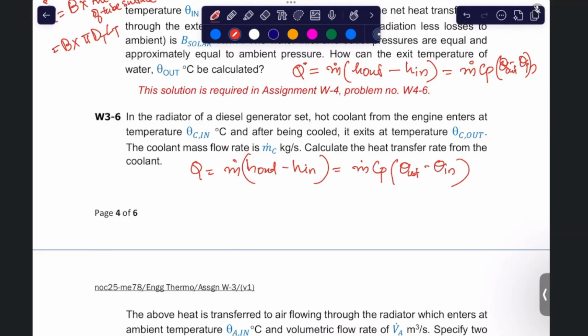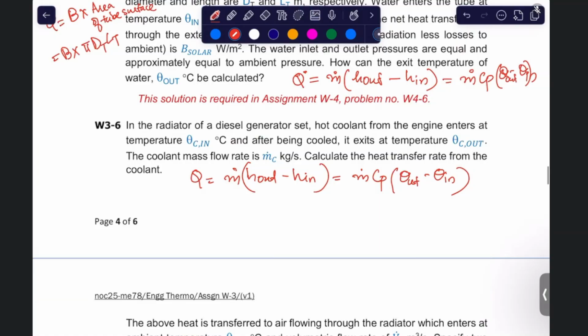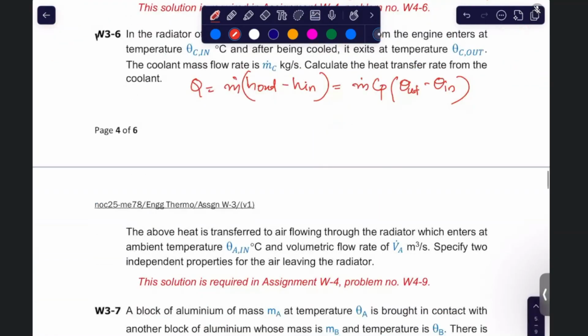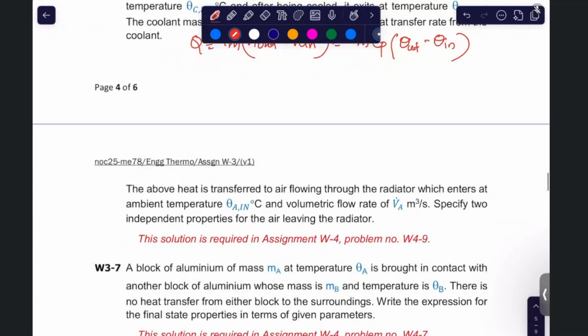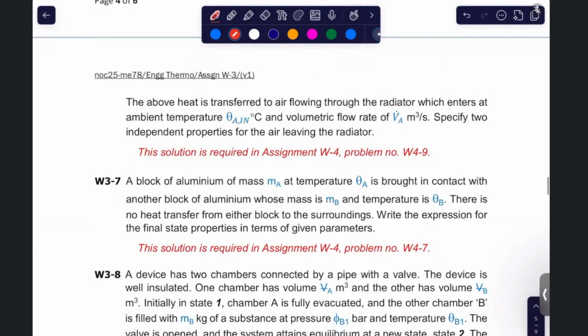Since it is cooling, the inlet will have higher temperature than the outlet, so in that manner you have to use the sign convention. Yeah, that's it. Then question number 7.